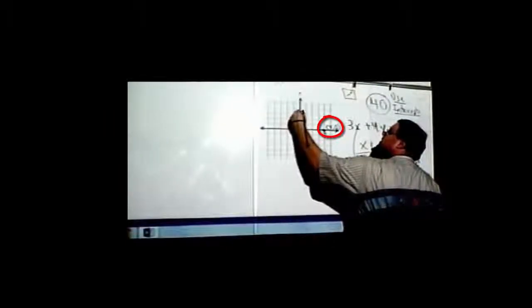So 4, 0 is 1, 2, 3, 4, right here. So this is 4, 0. And then 0, 3, go on the y, positive 3, 1, 2, 3. Okay? So this is 0, 3. And then connect these 2 points. And there's your line. And that's how you graph this equation using the intercepts.